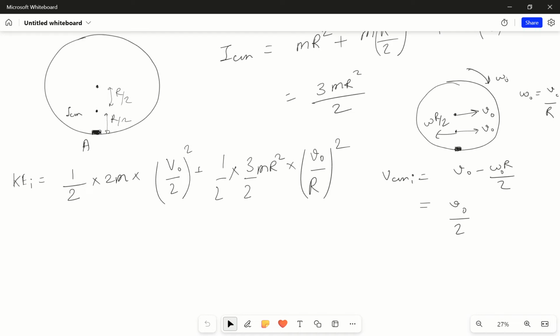So what we can write from here is v naught square by 4 plus 3 by 4 m v naught square, right? So this is m v naught square, right?